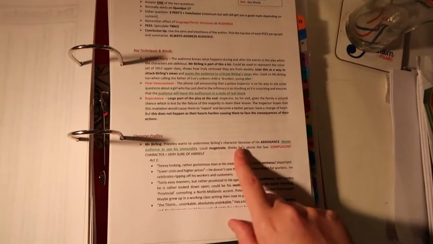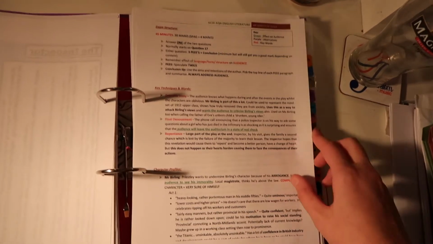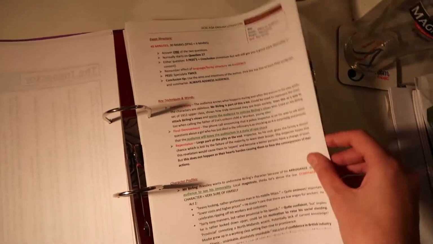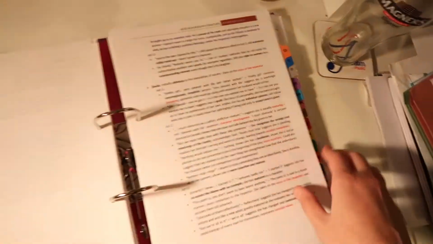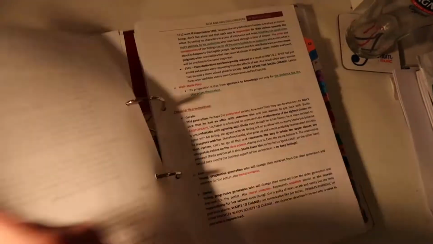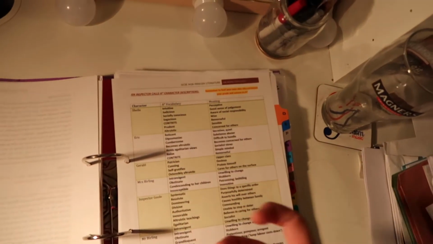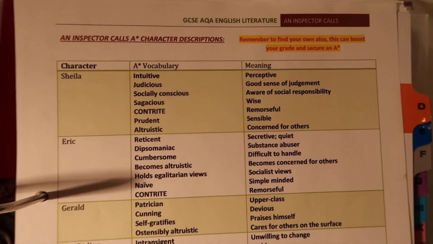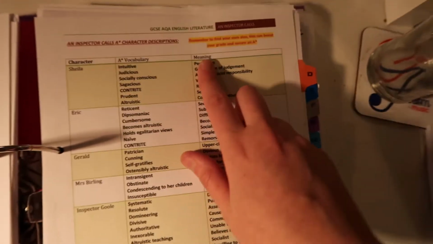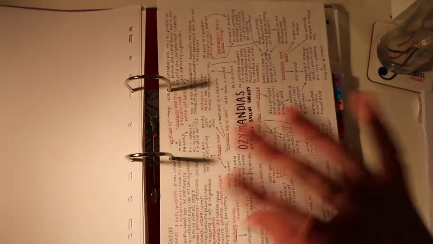Then again I have character profiles, keywords, and just a little overview of what's in this. This is something I found online again. I also found this online with the other stuff, and it's just words that you could use to describe the characters that are really high level words. Half of these words I've never even seen before in my life, but there is a meaning for them, so I will learn them.